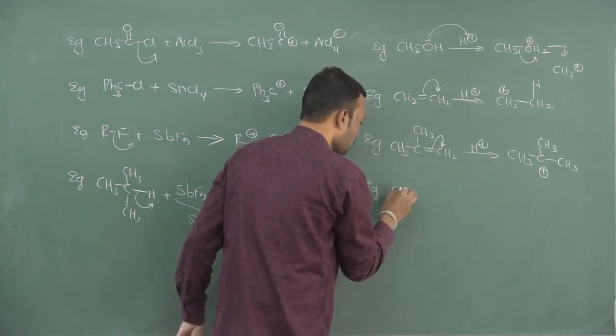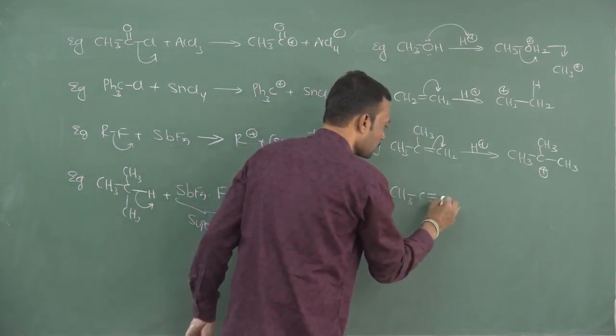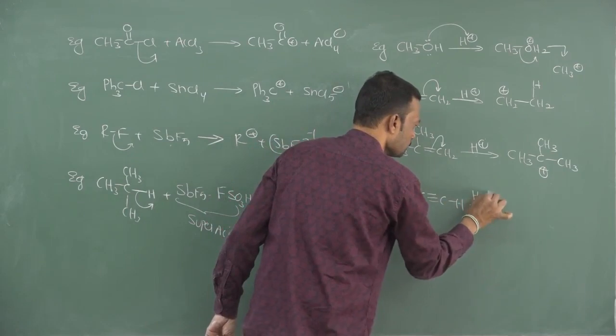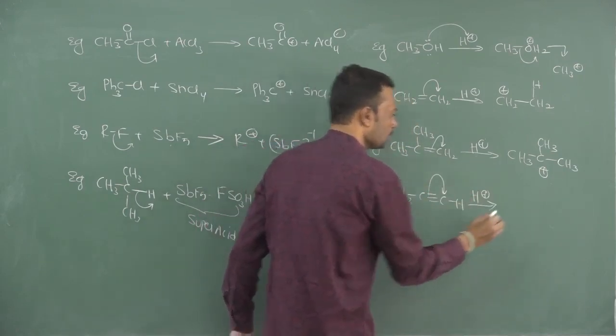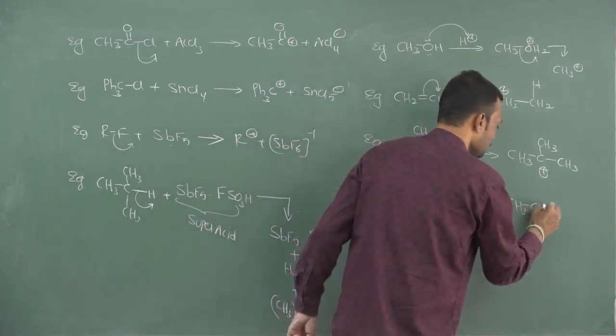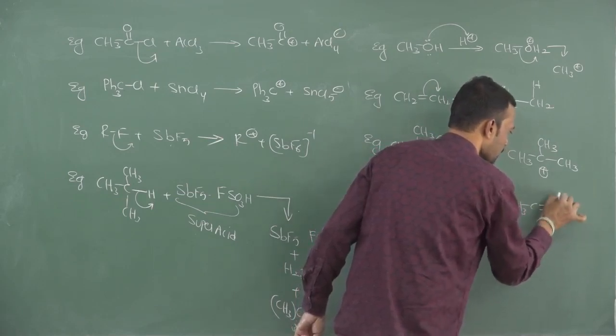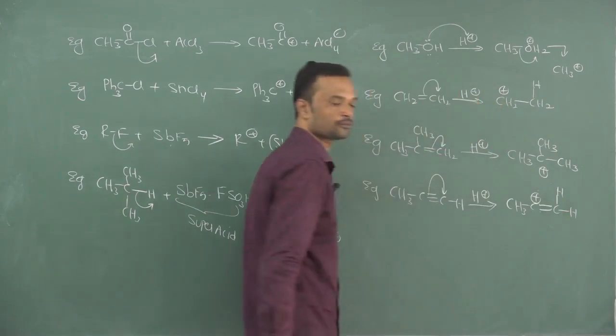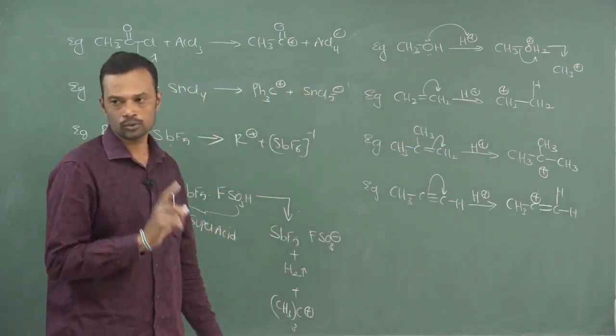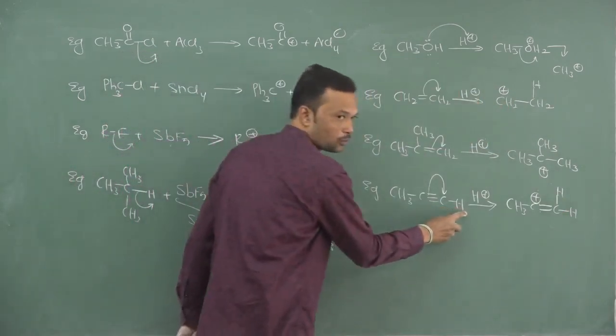Even a triple bond follows the same thing, carbon carbon triple bond and hydrogen. Now this proton will be added on one of the carbons. If I add here, can I write like this, carbon carbon double bond, and this is CH, and here one hydrogen is added, and this is plus. Why? Because even a triple bond is nucleophilic in nature, so that will take this proton.